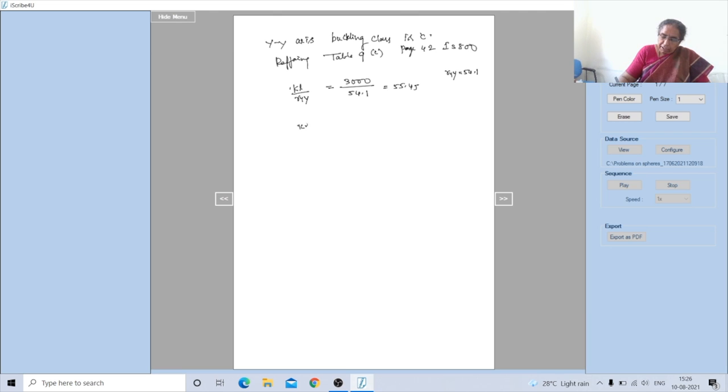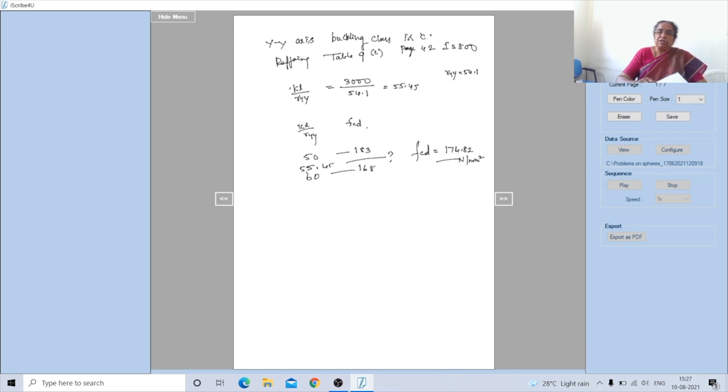Now come to the table. What is the FCD for the respective KL by RYY? For 50, it is 183. For 60, it is 168. I am interested in 55.45. What is the value? If you calculate that, you will get FCD as 174.82 Newton per mm square. So one we got 174, and the previous one was 222.1. So you have to take the least of the above. FCD equal to 174.82 Newton per mm square.